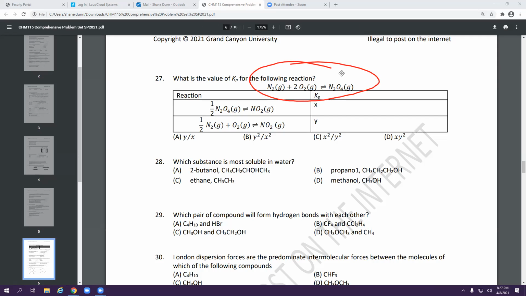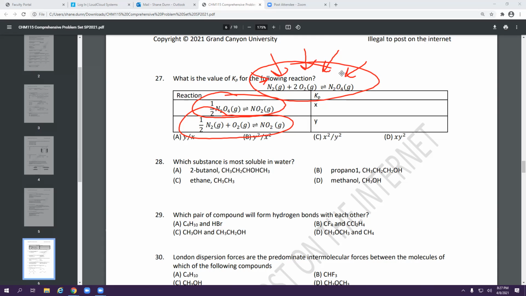Well, first off, is that in the correct position? I have to add both these guys up to get to this guy up here. So what do I have to do to X?